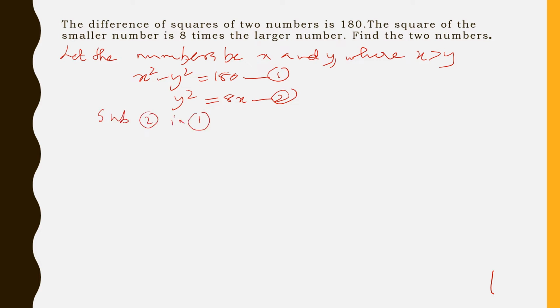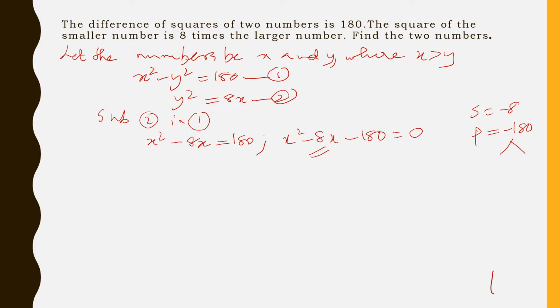So what will happen for the first equation? It will be x square minus, instead of y square, put 8x, and that is equal to 180. Now x square minus 8x minus 180 equal to 0 is a quadratic equation, and in order to find the value of x, we can go for splitting the middle term. We can see that the sum is minus 8 and the product is minus 180. So when you find the factors, we can take them as minus 18 and 10.